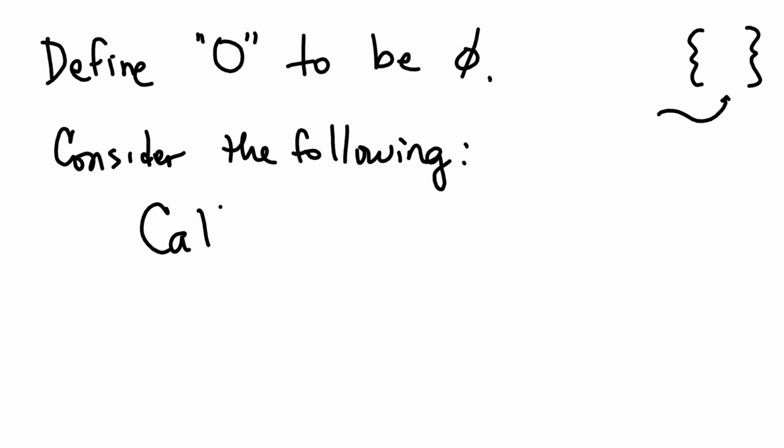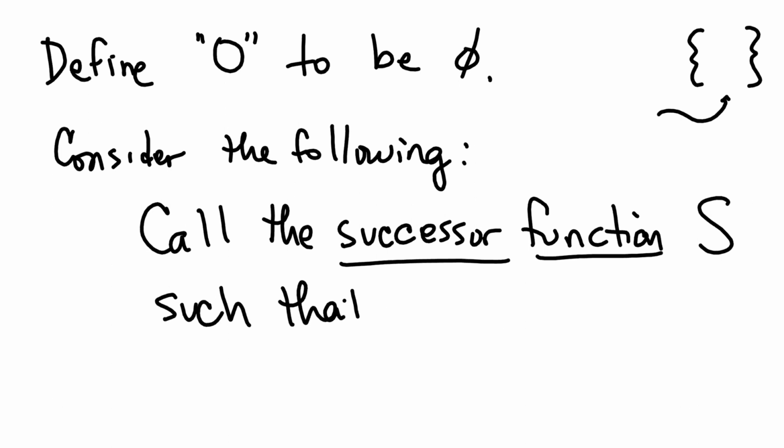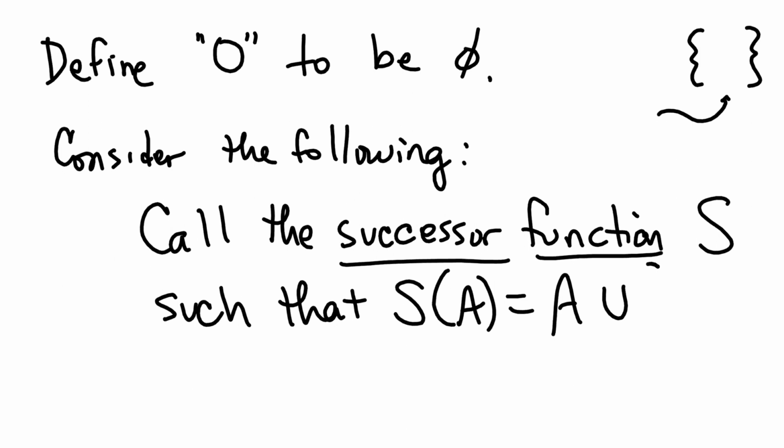We call the successor function S, such that S of a set A. So this is a function that operates on sets. The input is a set, the output is a set. S of the set A is A union the set containing A.